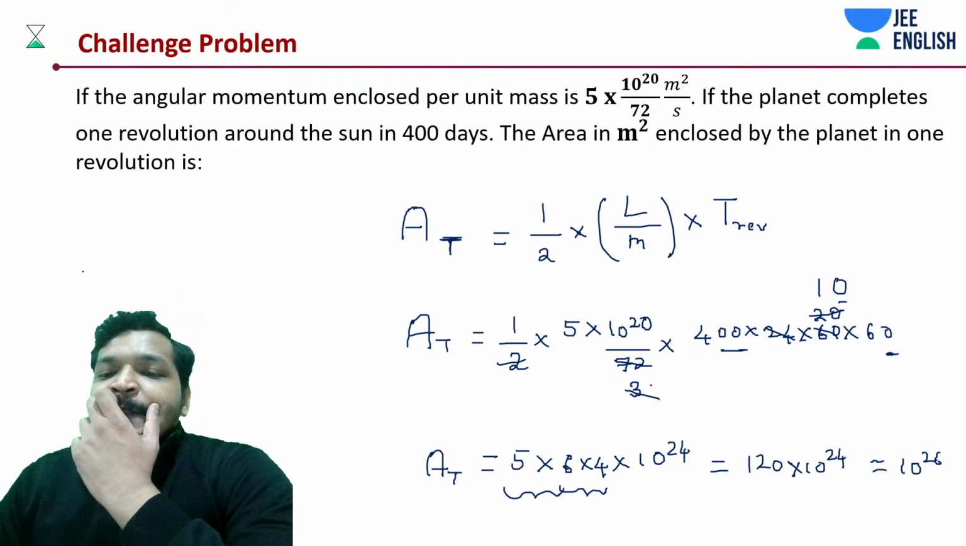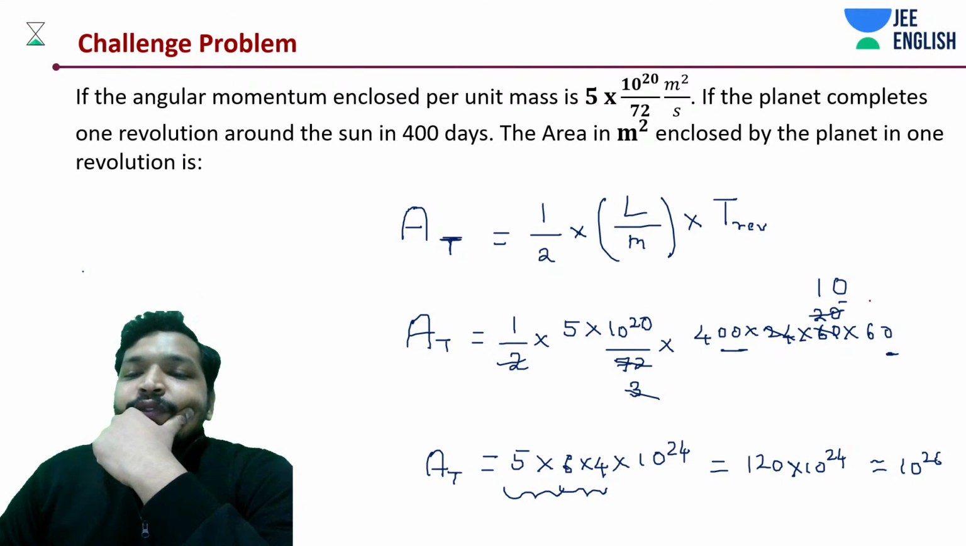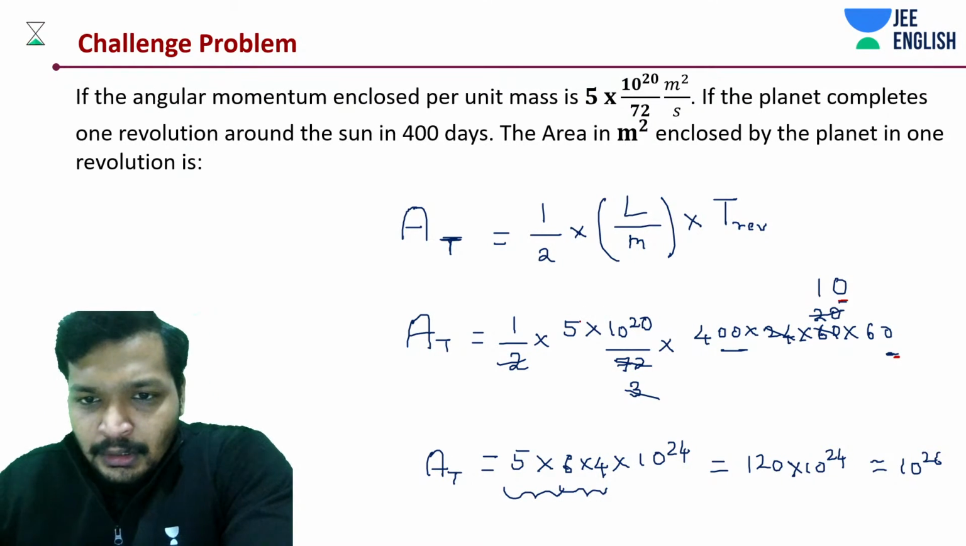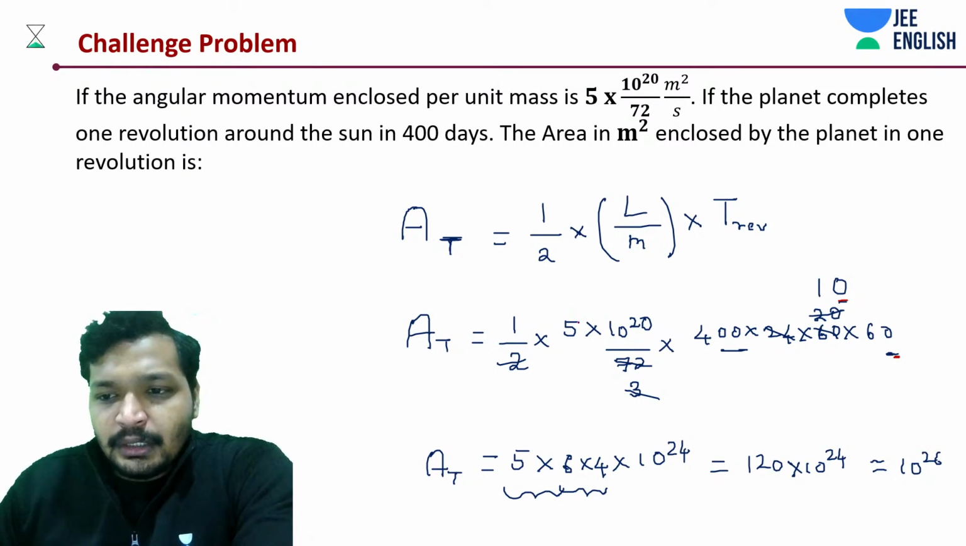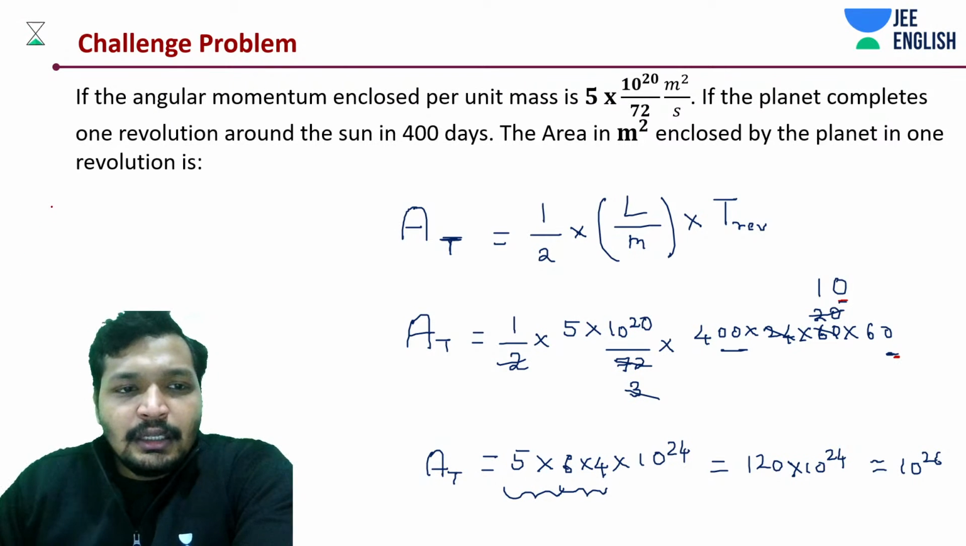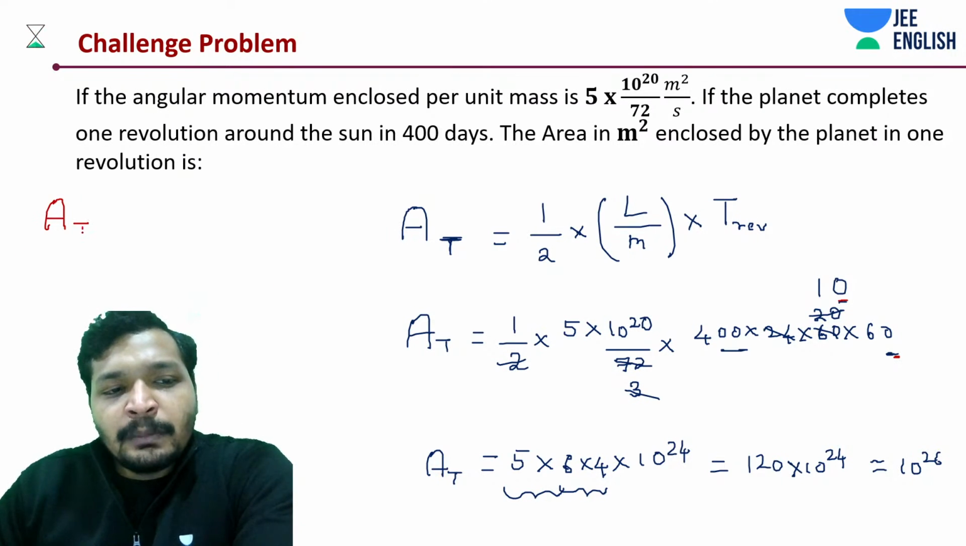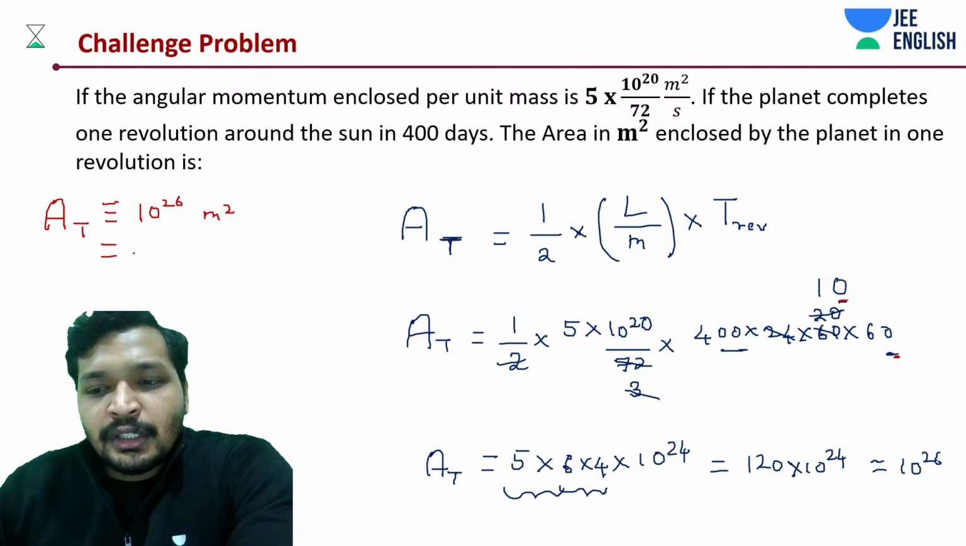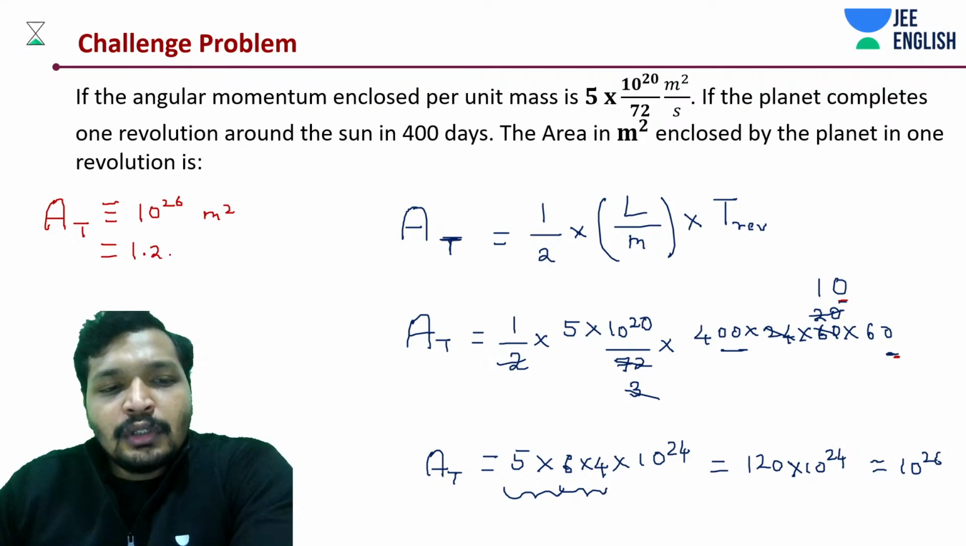Let's verify this once more. Yes, we have 10 to the power 24 into 20 into 6, which is 120. That's correct. Total area covered would be 10 to the power 26 meter square. This is an approximation. It's going to be 1.2 into 10 to the power 26 meters square.